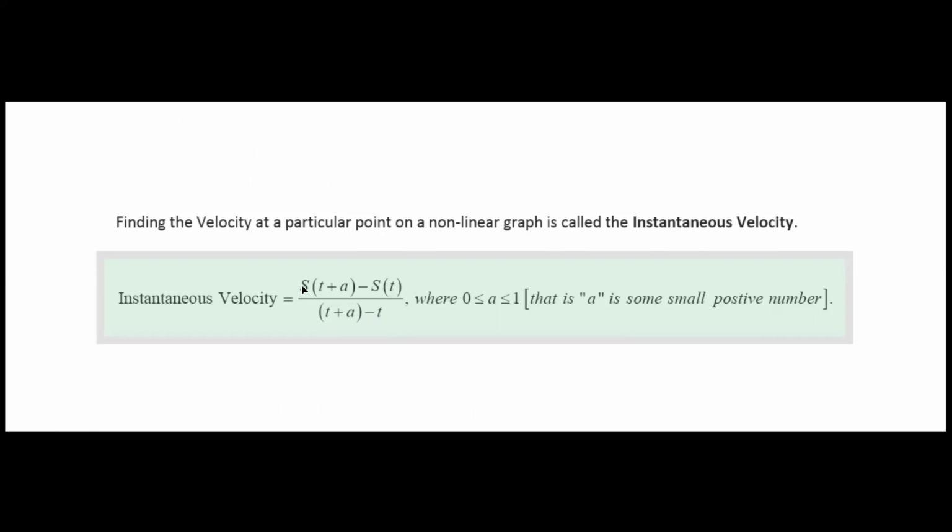So what we're going to do is write what we just did as S of t plus a, where a is in that previous problem 0.1. But it didn't have to be 0.1. We said it could have been 0.01 or anything. Now, we are saying we'd like for it to be a number between 0 and 1, because we want it close to the number we're interested in. And so the formula is S of t plus a minus S of t over t plus a minus t.